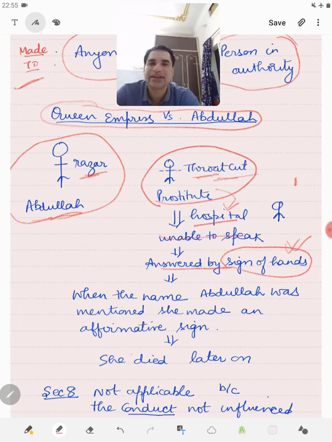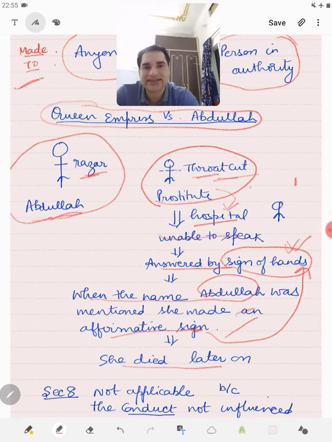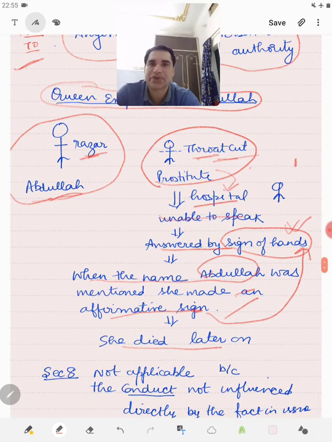So, when the persons tried to know from her who had actually assaulted her, who had cut her throat, and the name of Abdullah was mentioned to her, she made an affirmative sign with her hands. Thereafter, later on, she died. Based on this affirmative sign of the hands, Abdullah was arrested and prosecution was started against him. Now the question was whether the sign of the hands made by the victim is relevant under Section 8 of the Indian Evidence Act against Abdullah as a part of a statement which influences the conduct.